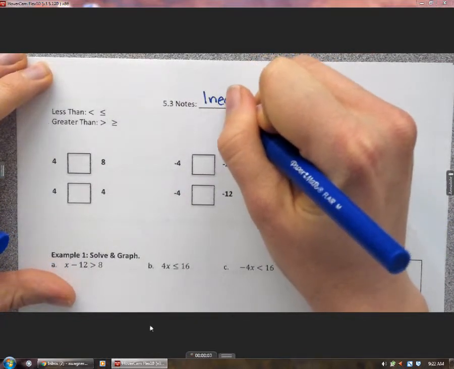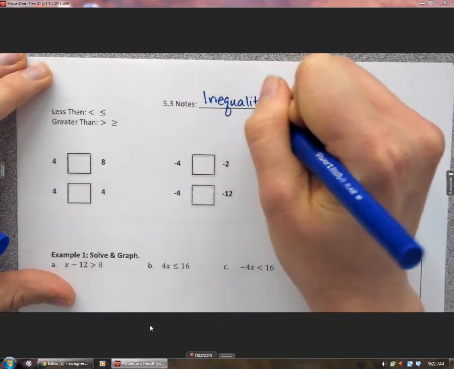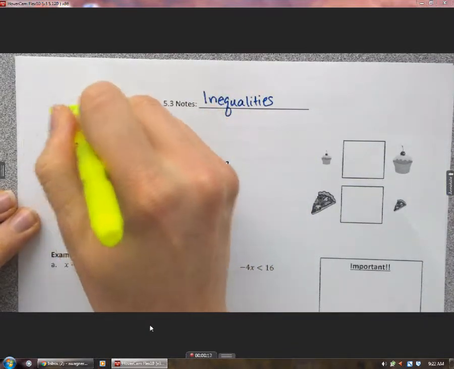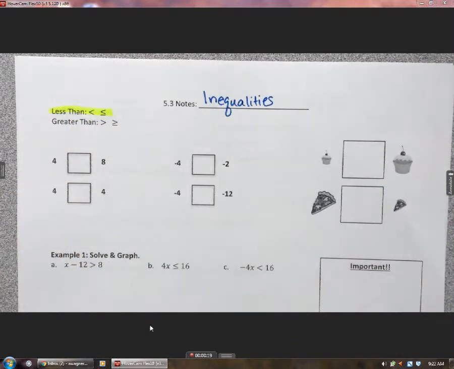This is inequalities. And we already discussed there's 4 different types. You can have less than symbols, or you can have greater than symbols.